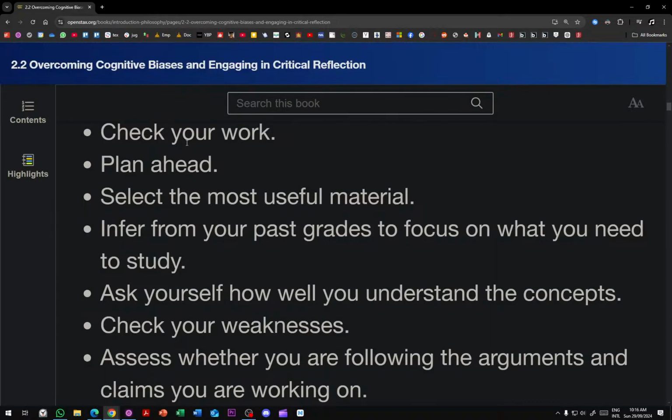There is one thing that I forgot. There are 7 and I have mentioned 6 things. Okay, let's look. Assess whether you are following the arguments and claims you are working on.